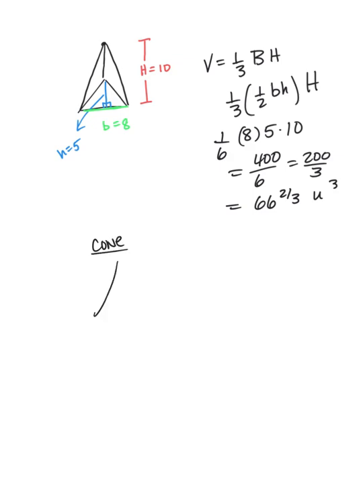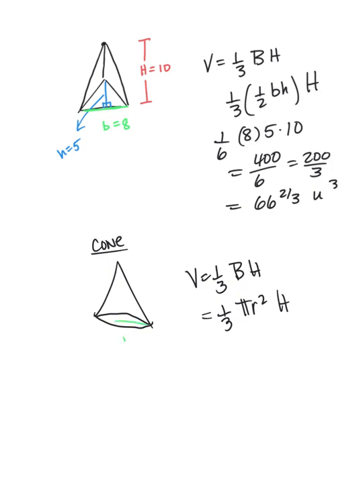The last thing we're going to look at is a cone. A cone, again, is going to be 1/3 base area times height, but the base area is pi r squared. So I'd have to give you the radius. Let's say the radius is 8 and the height is 10. So we'd have 1/3 pi times 8 squared times 10. That's 640 over 3 pi. You could definitely just leave it like that, and it would be units cubed.